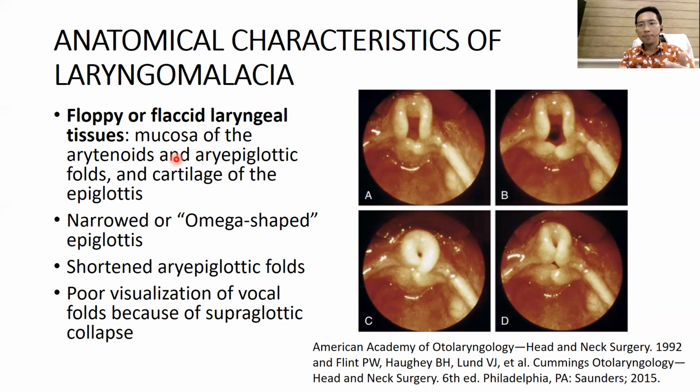Again, another characteristic is a narrowed or omega-shaped epiglottis. They also have shortened aryepiglottic folds. So during laryngoscopic examination, we always have poor visualization of the vocal folds because of the supraglottic collapse. When they say supraglottic, these structures, epiglottis, arytenoid, aryepiglottic fold, and the false vocal cord, are part of the supraglottic anatomy.